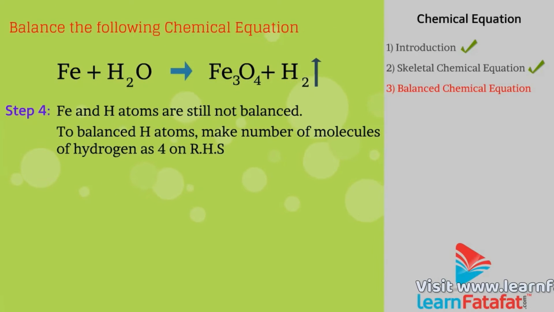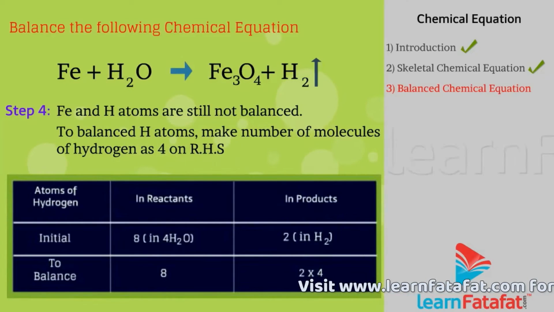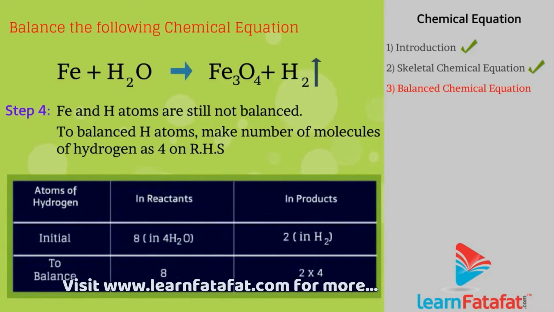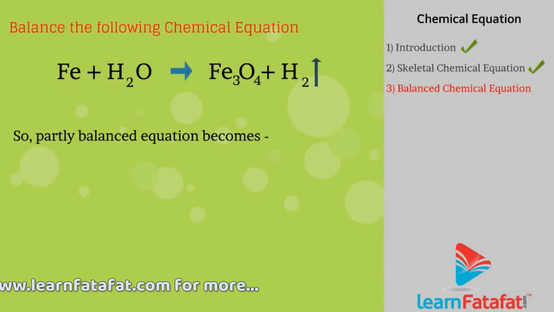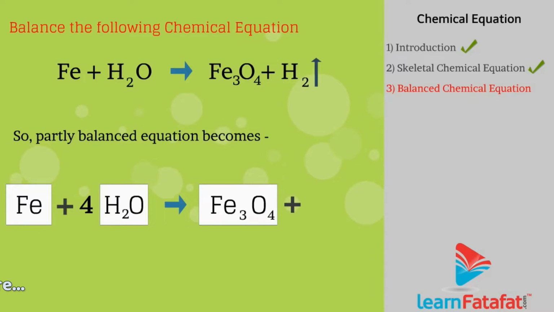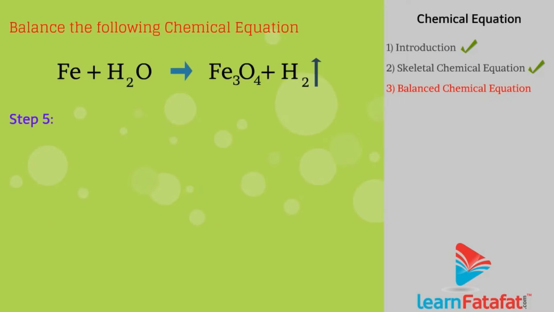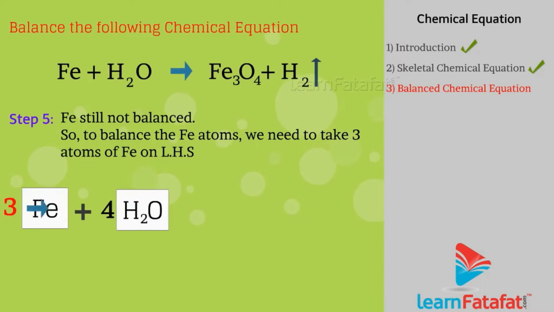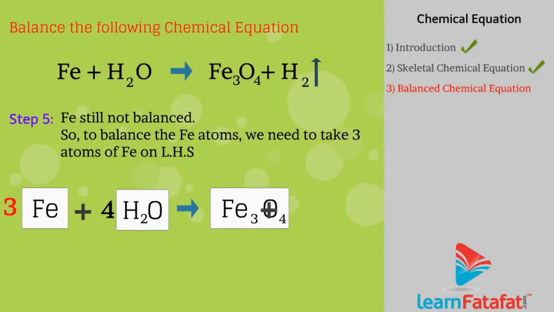To balance H atoms, make the number of molecules of hydrogen 4 on the RHS. So, the partly balanced equation becomes Fe plus 4H2O gives Fe3O4 plus 4H2. Fe is still not balanced. So, to balance the Fe atoms, we need to take 3 atoms of Fe on the LHS.